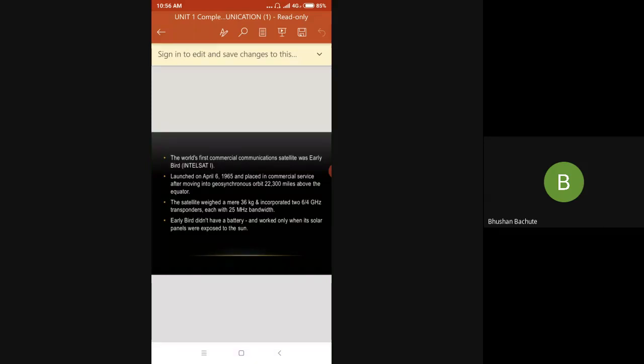The transponders each have a bandwidth of 25 megahertz. For uplink, we are using the frequency band of 6 gigahertz with a bandwidth of 25 megahertz, and 4 gigahertz with a bandwidth of 25 megahertz. Yesterday, I told you the actual meaning and definition of a transponder. The function of a transponder is to receive the signal from the Earth station, convert its frequency, and send it back to the Earth station.